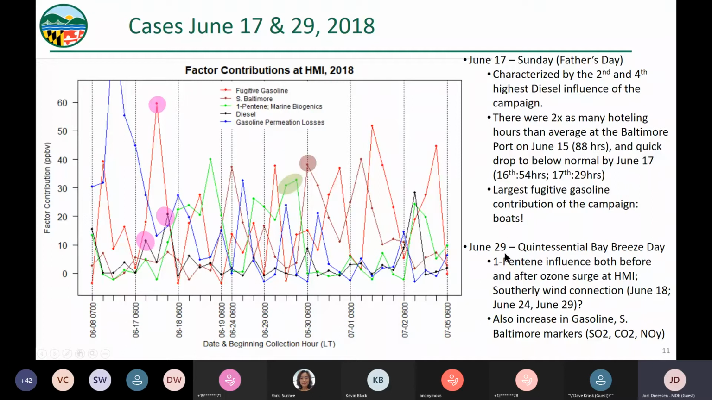Same thing, I would go to June 29th, the quintessential Bay Breeze Day. There's that 1-pentene influence actually shows up. So is there a natural factor here that's showing up? Great question. One last point to note is the Baltimore factor is strongest in the morning and then fades away. And that makes sense, right? Because if it's dominated by NOx, the photochemistry would actually get rid of the NOx through the day.